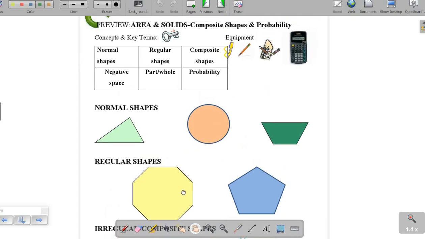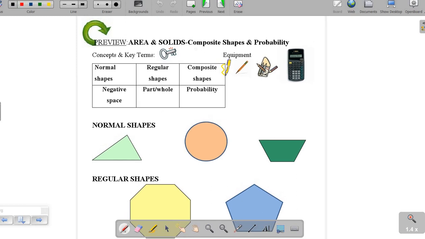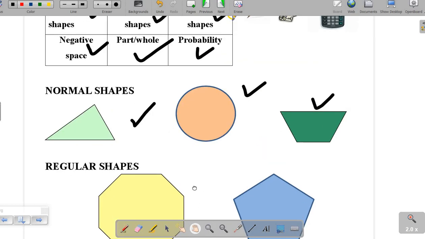Key terms. We're going to talk about composite shapes and probability. Talk about normal shapes, regular shapes, composite shapes, something called negative space, part over whole, and notability. Normal shapes are just singular shapes, things like triangles, circles, trapezoids. Then you specifically have regular shapes.